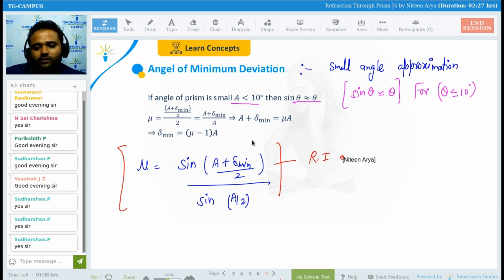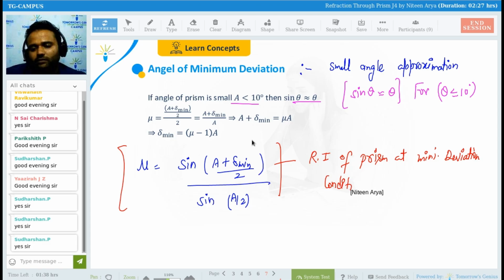Refractive index of prism at minimum deviation condition. So the minimum angle of deviation is going to change automatically, and then the refractive index is going to change. Is this clear? So this is again important. This one relation is very important.